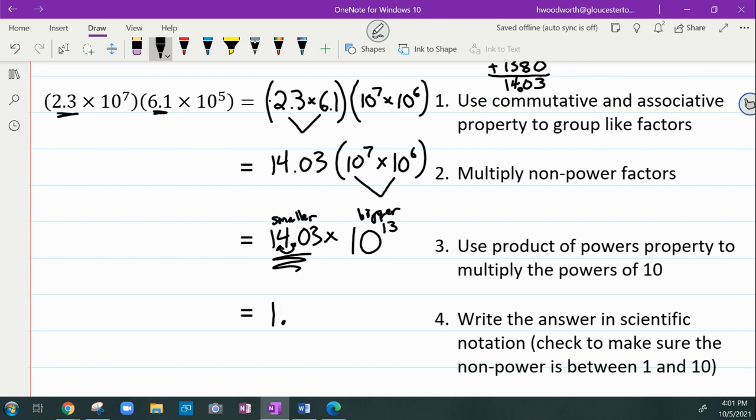So that becomes 1.403 times 10 to the 14. There we have it. And that is an example of multiplying scientific notation.